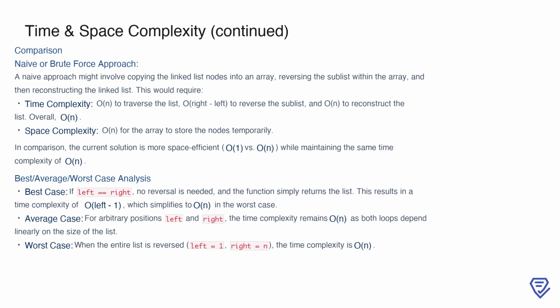Furthermore, analyzing the best, average, and worst cases reveals that the time complexity remains O(n) in all scenarios. For example, if left equals right, no reversal is needed, and the function simply traverses to position left. In the worst case, where the entire list is reversed, the complexity is still O(n).